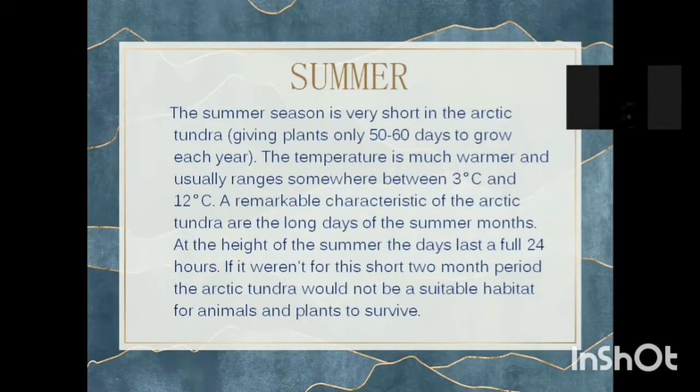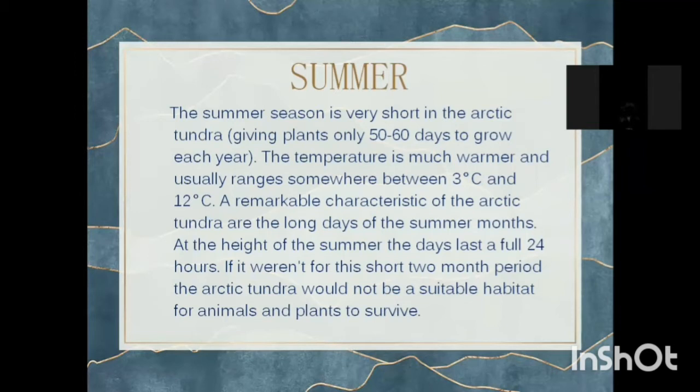Okay, what about summer? The summer season is very short in the Arctic tundra, but in Asian countries, African countries, the summer is very long. In India, the highest summer temperature was found in Rajasthan, Ganganagar. In the tundra, the temperature is much warmer and usually ranges somewhere between 3 and 12 degrees Celsius.